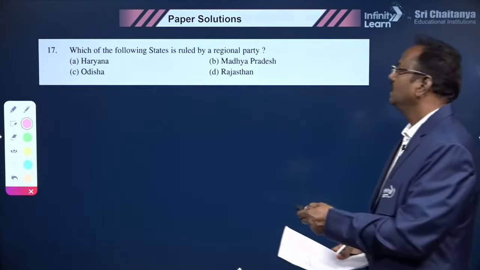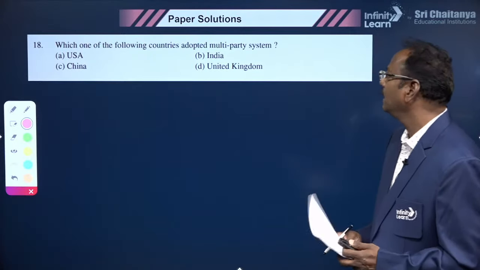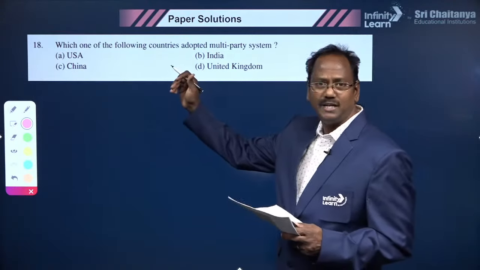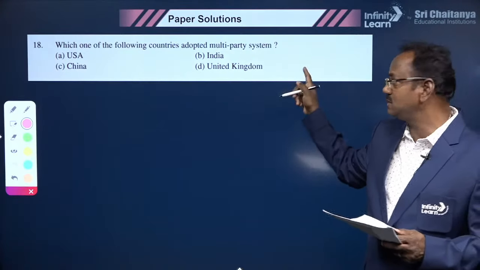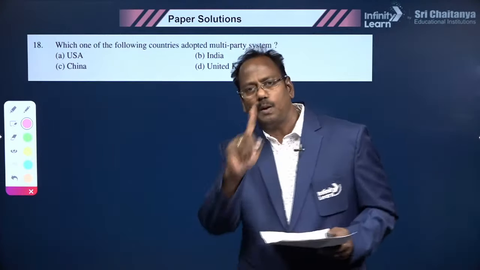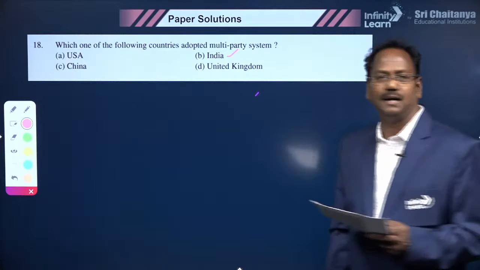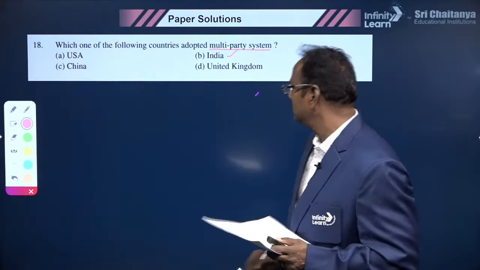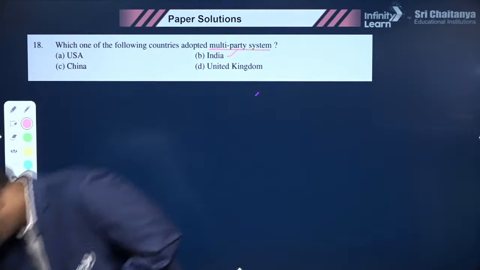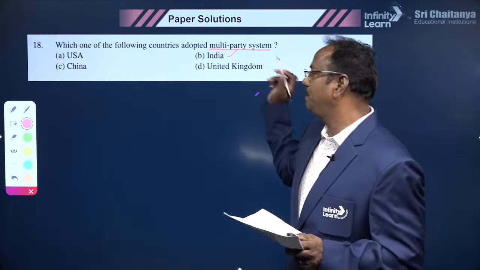Question 17, answer C. The next, 18: which one of the following countries adopted a multi-party system? You can see the USA is following a two-party system, the United Kingdom is following a two-party system, China is following a one-party system, and only India is the right answer, that India is following a multi-party system, right? The answer to question number 18 is B.